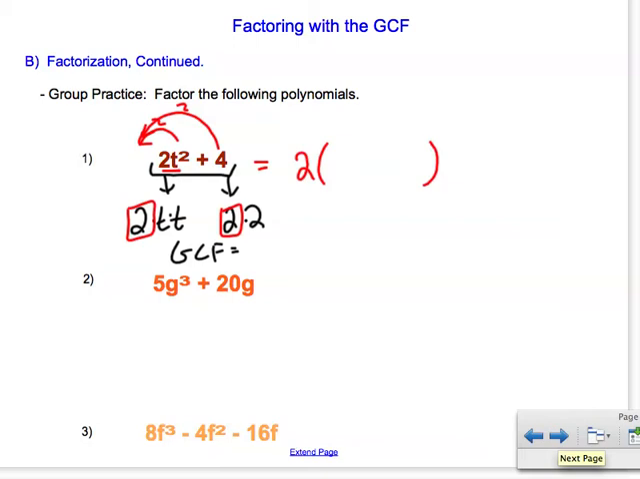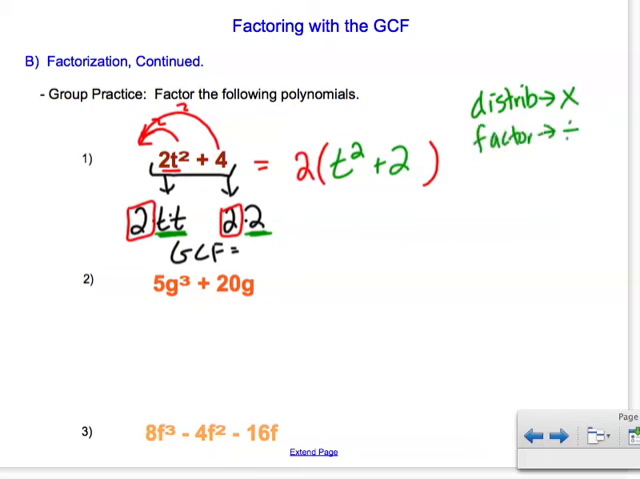When I pull that 2 out, I can underline these in green, all I'm left with is t squared, 2 times t. When I pull the 2 out of the second one, what I'm left with is 2. Okay, so it makes sense that if you do the distributive property, you're multiplying. If you're going to factor, being the opposite, you're going to divide something out.